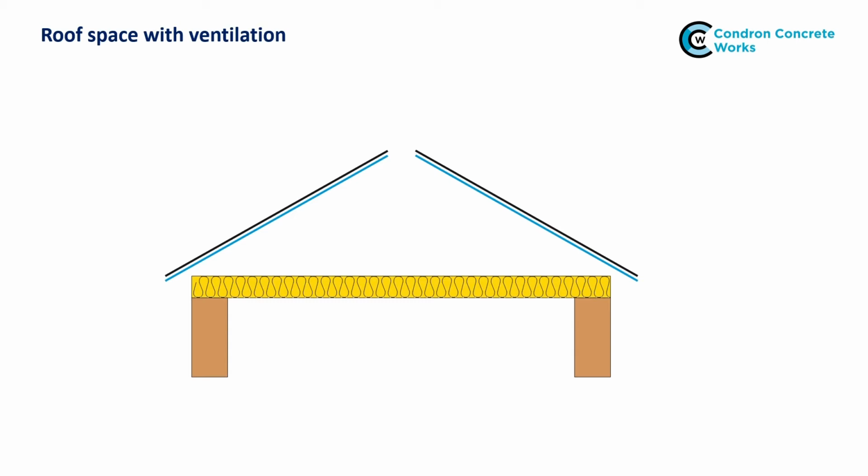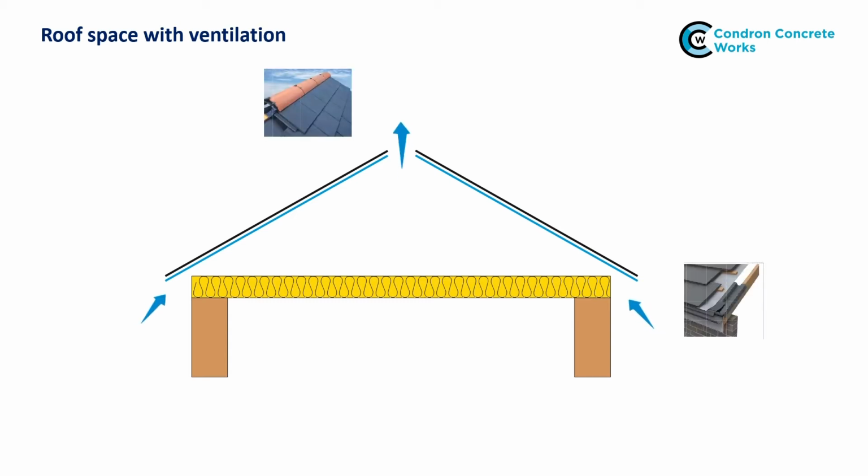One option is to provide traditional eaves and ridge ventilation into the roof space as shown here. This will certainly drive out much of the water vapour out of the roof space before it can pass through the underlay and enter into the batten cavity, though some vapour will still pass through the underlay.